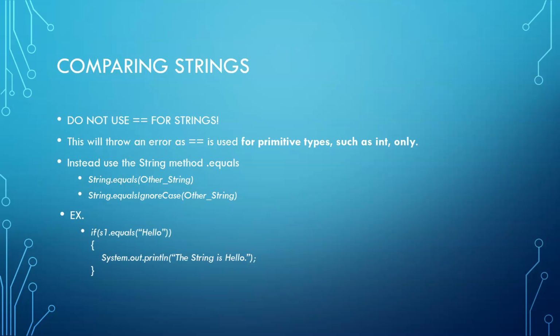So for example, if string 1 dot equals hello, we can have its output, the string is hello. Now notice this is a hard-coded value. We can also, of course, substitute this for another variable string name, so it could be like if s1 dot equals s2. So you can use those in your program to give you more flexibility.